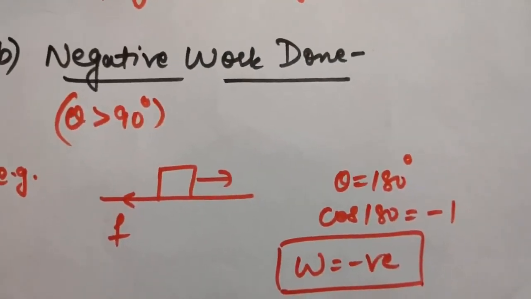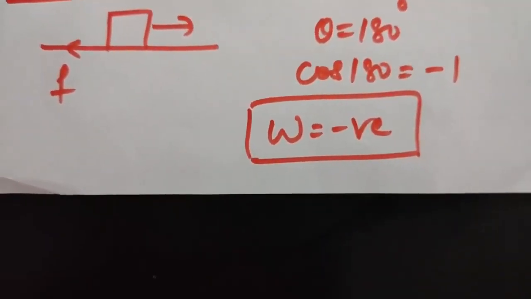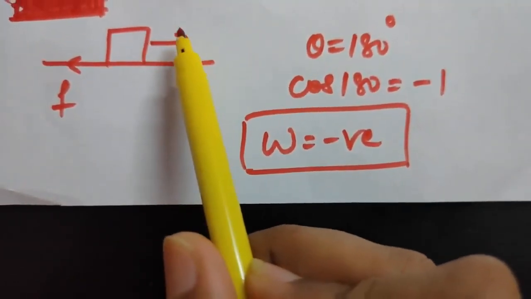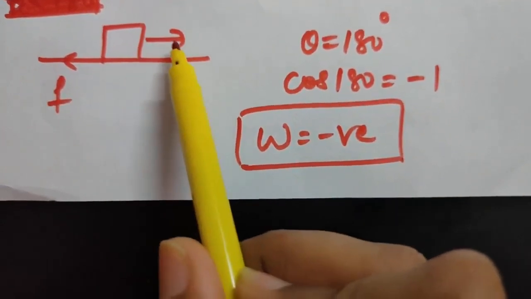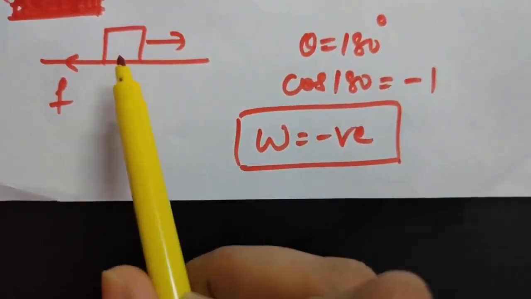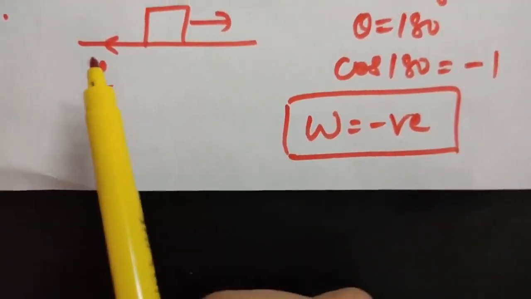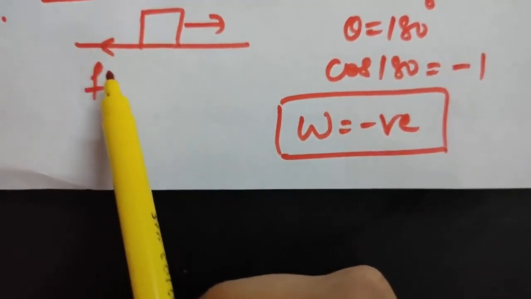For negative work done, theta can be greater than 90 degrees. For example, if I look here, see this is a block kept on a floor. If the applied force is in this direction, and if this floor is rough, then there will be a force of friction in the opposite direction.